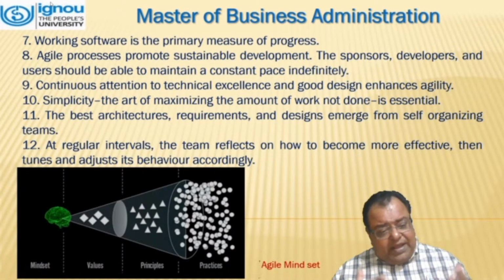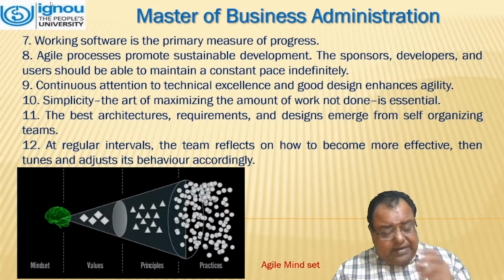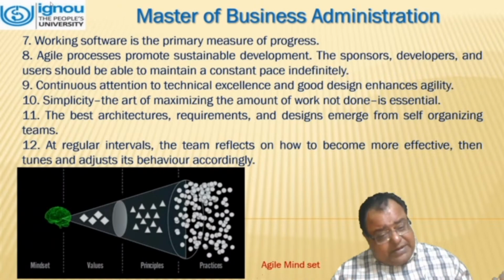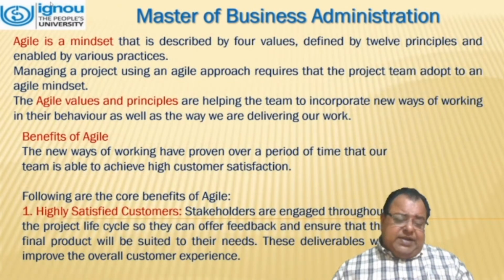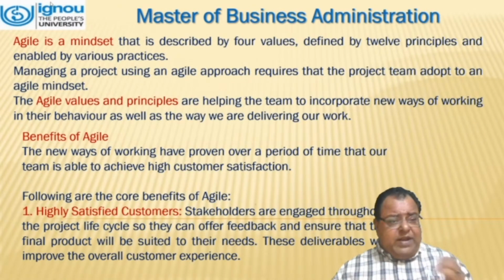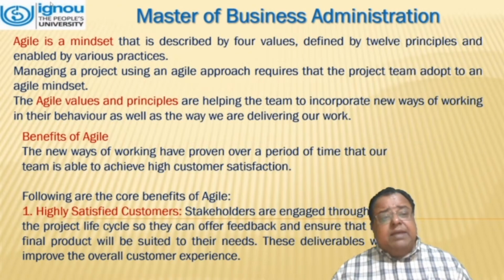This we can see in four levels how this agile mindset is all about. It consists of mindset, values, principles, and practices. Agile is a mindset that is described by four values, defined by 12 principles, and enabled by various practices.